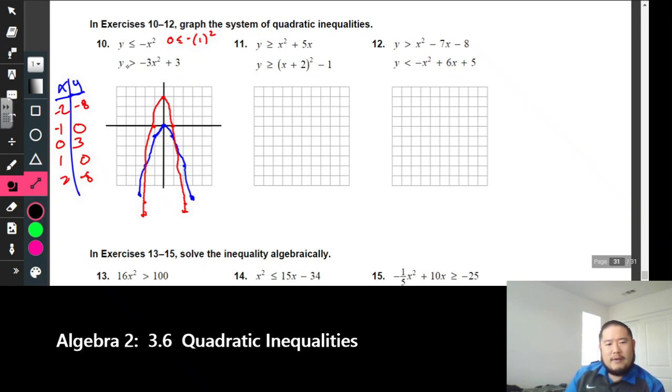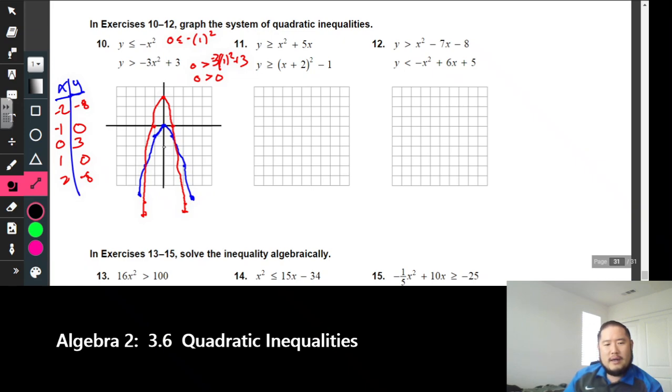But if I plug this into the bottom equation, it does work out, because 0 greater than, we got negative 3 times 1 squared plus 3. All right, so 1 squared is 1 times negative 3 plus 3. 0 is greater than 0. Well, that's not really true. So therefore, that doesn't work out. So we got to pick another point.